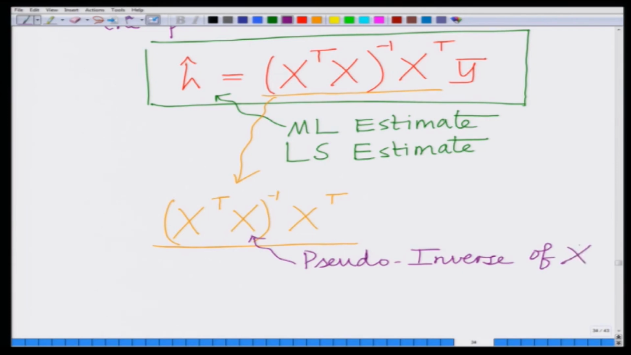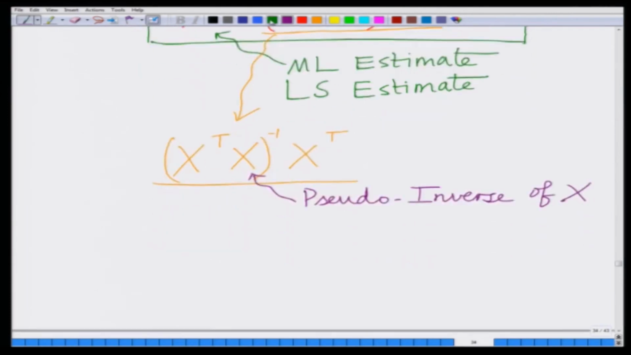The pseudo inverse of x exists even if x is not a square matrix. The only condition is that x transpose x has to be invertible. This exists also for non-square matrices.